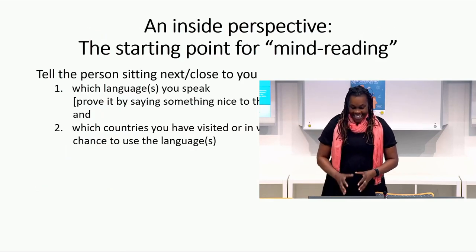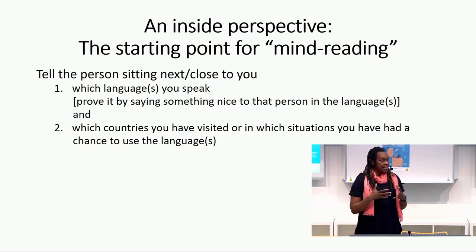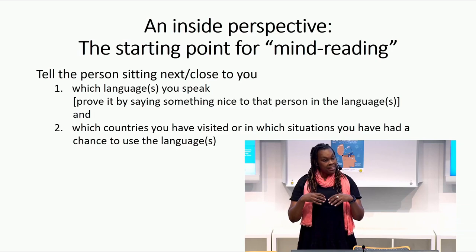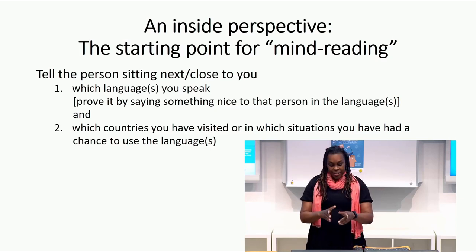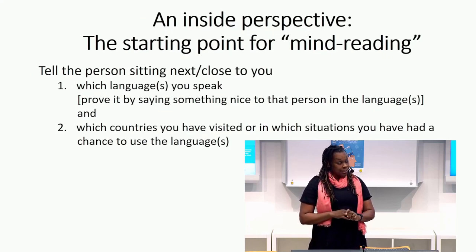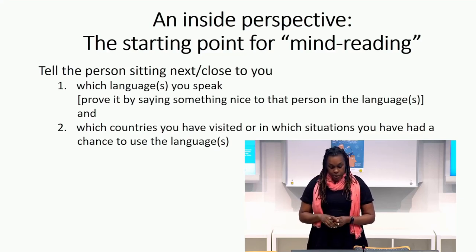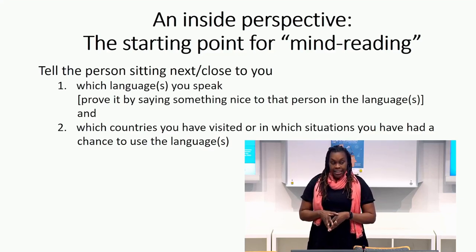I need your help. In order for us to be able to start mind reading, we need to get in touch with our own emotions, because they are the starting point for connecting to others' emotions and their inside perspective. So I would like you to do me a favor. I know everybody's not sitting directly next to someone, so you can find somebody close enough. And I want you for just 1 or 2 minutes to talk to that person. Your while speaking task is to tell the person which languages you speak, and you can feel free to include a language that you speak even at A2 level. And you've got to prove it.